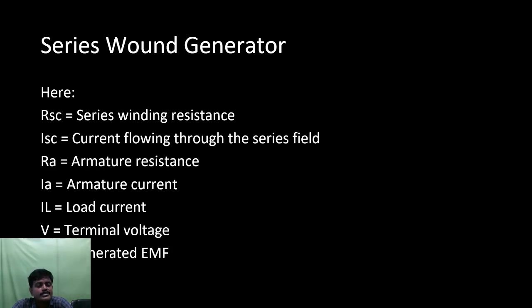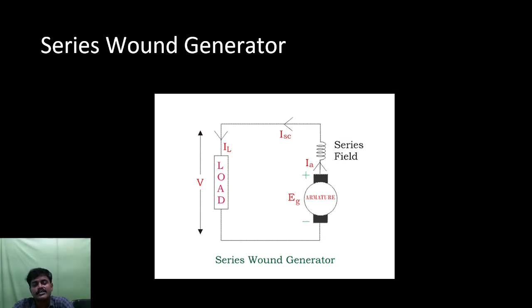Here I am giving some notations from the circuit diagram. RSC is the series winding resistance, and ISC is the current flowing through the series field. RA is the armature resistance, IA is the armature current, IL is the load current, V is the terminal voltage, and EG is the generated EMF. So all the quantities are notated in the circuit diagram.